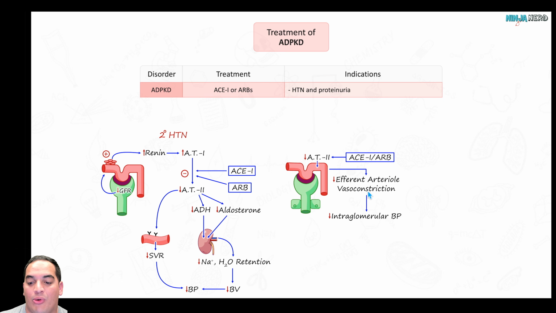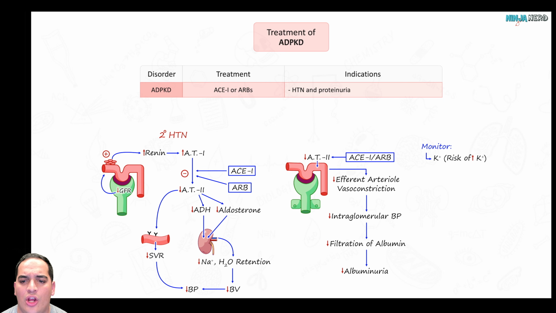That'll drop the pressure inside of the glomerulus, and I won't filter as much protein or albumin across the glomerulus, and so that'll reduce the albuminuria. So again, big thing with ACE inhibitors and ARBs is you always want to watch for hyperkalemia, because this is a potential complication due to the hypoaldo effect.